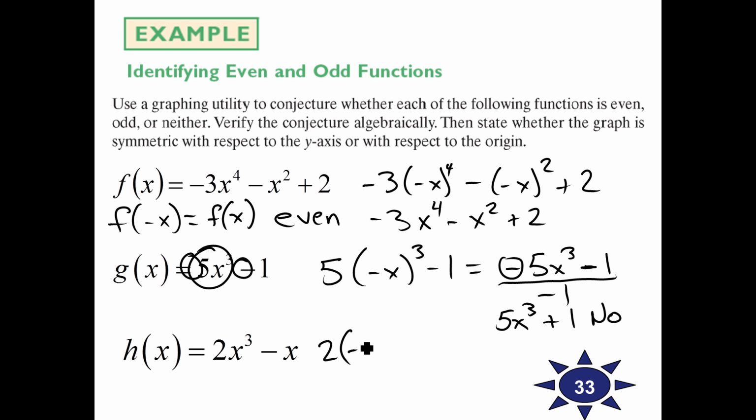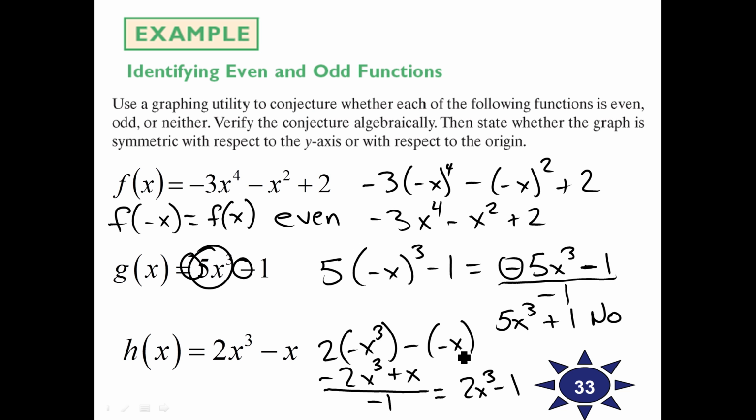2 times negative x cubed minus negative x. We'll simplify and have negative 2x cubed plus x. If we divide the whole thing by negative 1, we get 2x cubed minus x, which is exactly what we started with. X divided by negative 1, and that is what we started with. And so this function here is odd. All right, try problem 33.